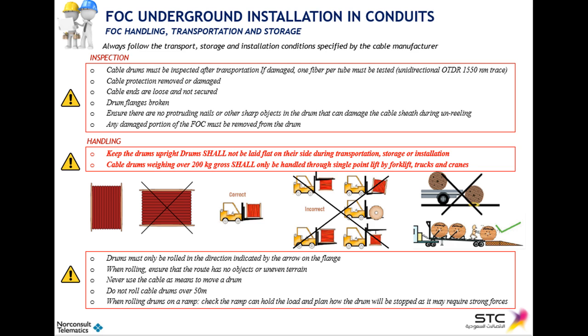Then when you are rolling the drums, make sure that there is no object or uneven terrain that may jeopardize the integrity of the drum or the cable. Do not use the cable to pull or move a cable drum. That's strictly forbidden. The cable drums cannot be rolled for more than 50 meters. If you have to go beyond 50 meters, use another transportation device, such as the forklift.